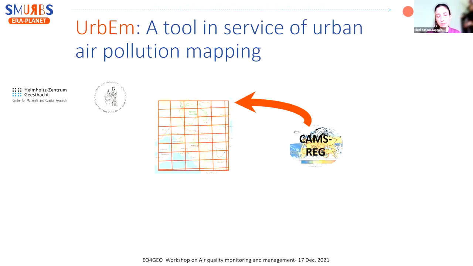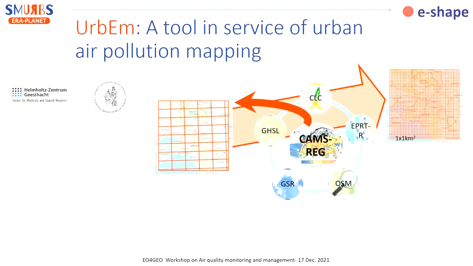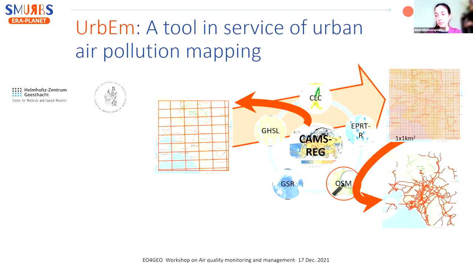Here, as an example over Athens, you can see the original spatial resolution of the emissions. What we have done is to use high resolution, publicly available and high quality data relevant to land use and other information, for example Corine Land Cover and the Global Human Settlement Layer, so that we arrive at emissions at 1 by 1 kilometer. By using the OpenStreetMap data, the road emissions are attributed to the road network, while by using information from the E-PRTR database, the industrial emissions are assigned to the points of these sites.